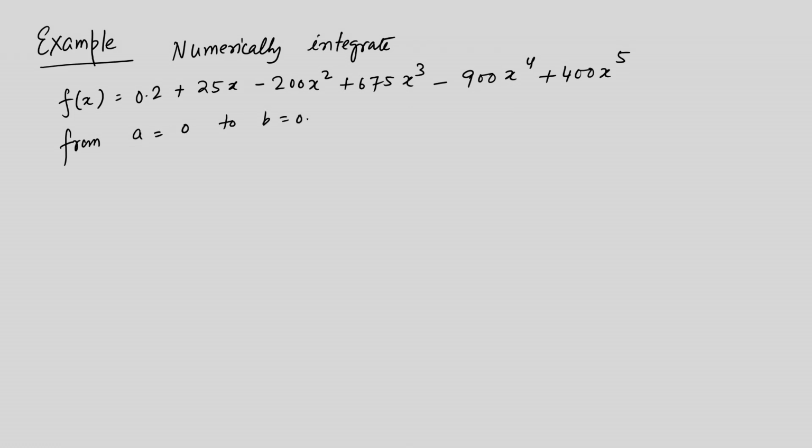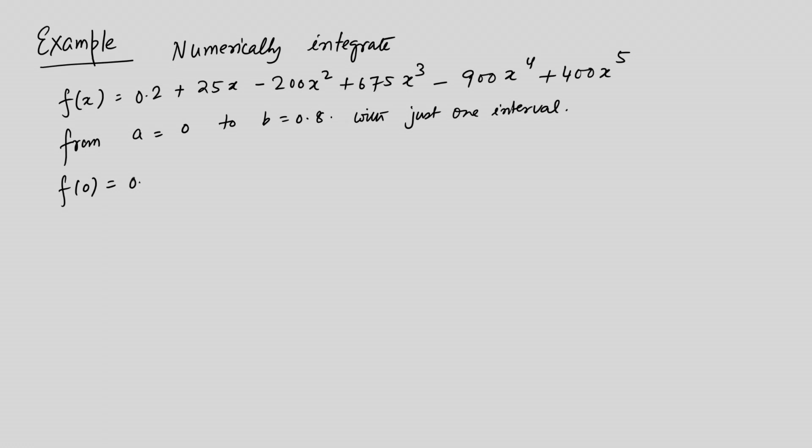It is a polynomial that you have to numerically integrate from a lower limit a equal to 0 to an upper limit b equal to 0.8, with say just one interval. Which means this large polynomial, which is a fifth degree polynomial, has to be replaced by a straight line. Of course, we know that it is a bad approximation, but still we can integrate it and get a result.